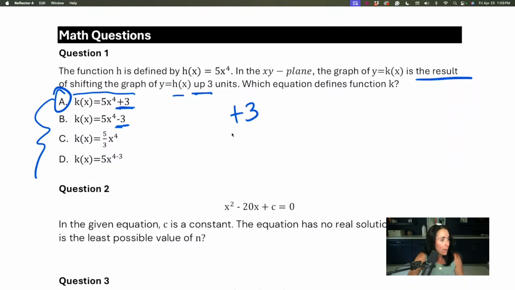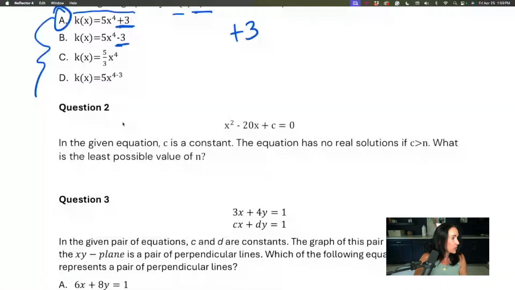So up 3 means we need to move up the y-intercept, this +3. Now, if it said we need to move it down 3 units, we would go with this -3 here. This is all over the place. Just know we're moving it up and down the y-intercept, either up 3, down 3, up 5, down 5, whatever the number is, it doesn't matter. We're talking about the y-intercept.